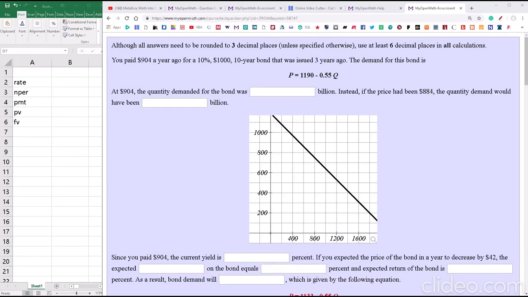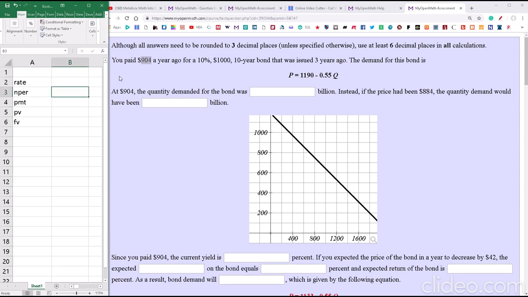In homework 3B, question 1, we're going to look at the determinants of bond demand. In this scenario, we paid $940 a year ago for a 10% $1,000 10-year bond that was issued 3 years ago. Okay, so what we want to put in here is the rate we don't know.